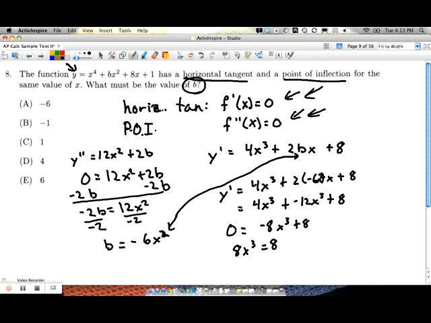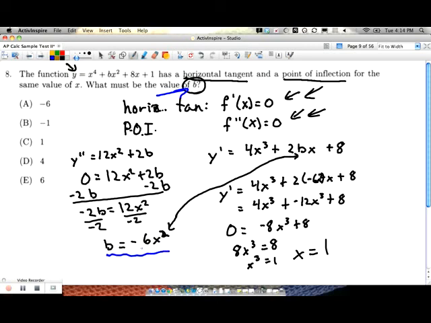So I have 8x cubed equals 8. Divide both sides by 8. X cubed equals 1. X equals 1. So is that my answer? Is the answer C? No, it's not, because it wasn't asking me for x, it was asking me for b.